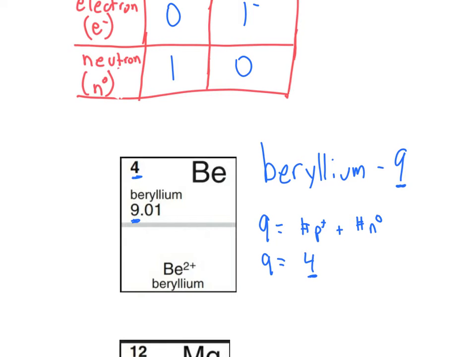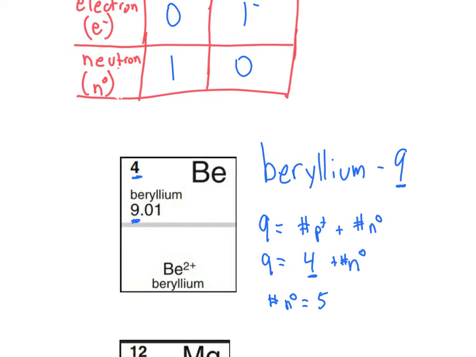So don't forget, guys, that as long as you know the element, you know the number of protons. And then we just go like this, and this would be the number of neutrons right there. And so obviously the number of neutrons is going to equal 5.